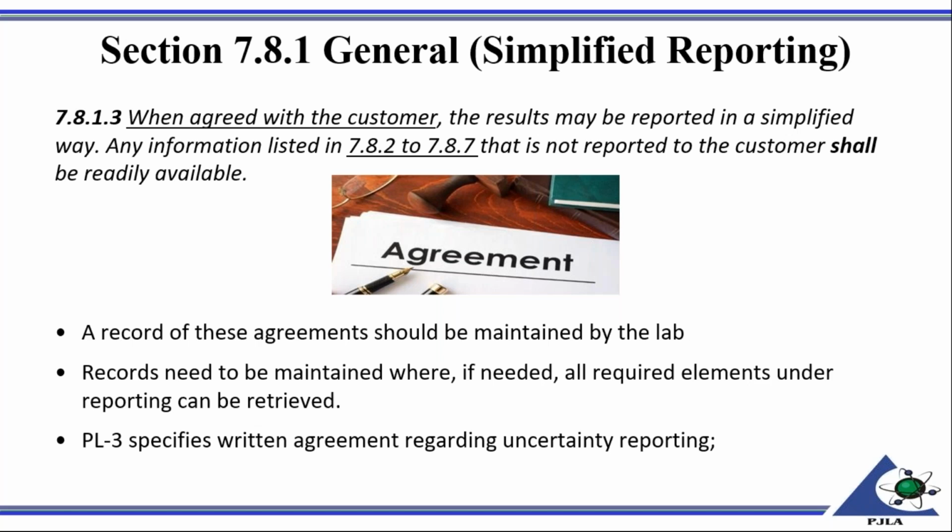And PL-3, this is PJLA's policy or procedure, specifies the written agreement regarding the uncertainty reporting. So if the simplified reporting is excluding the uncertainty reporting, PL-3 is going to specify the requirements. It specifies that a written agreement is necessary for that as well. So keep that in mind.